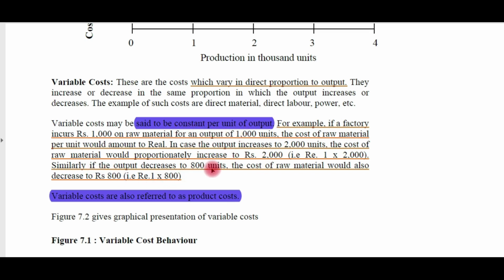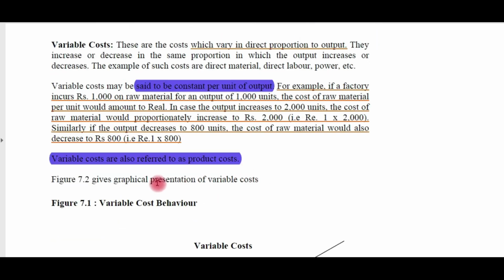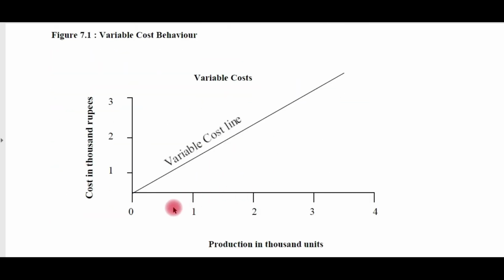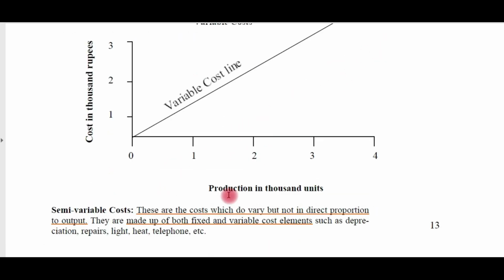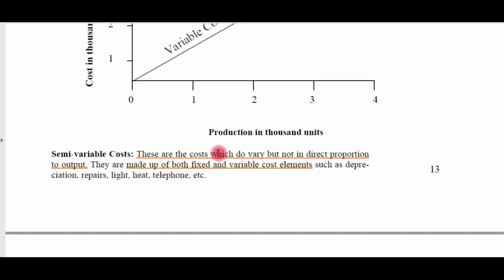Similarly, if the output decreases, same example is given here. Variable costs are also referred to as product costs, right? So as the production is increasing, it is proportionately increasing. The cost per unit is also proportionately increasing. So this is a straight line which is passing through the origin. It's like a y is equal to mx line, right?